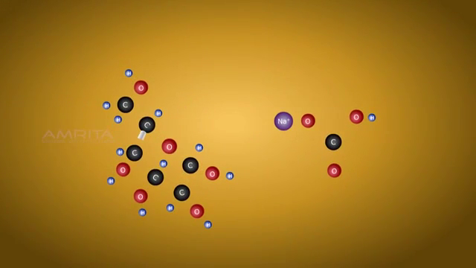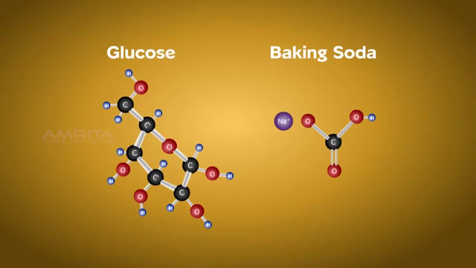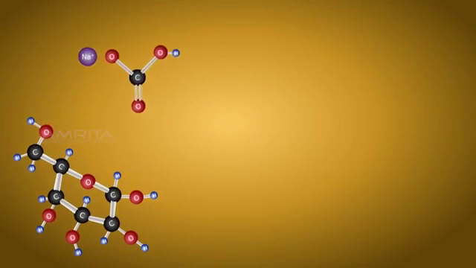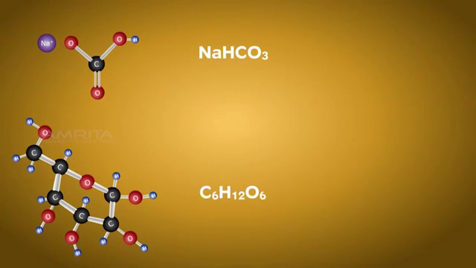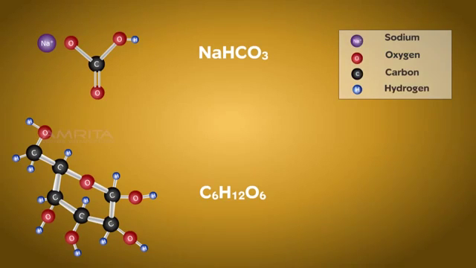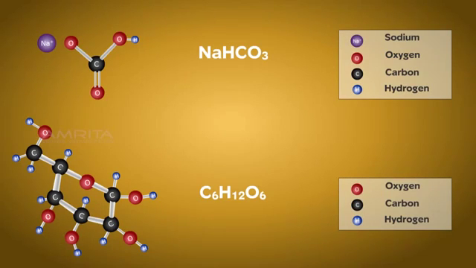Compounds. A compound is a pure chemical substance composed of two or more chemical elements, such as sugar and baking soda. In a compound, the component elements are present in a fixed ratio. The properties of a compound are different from that of its component elements.